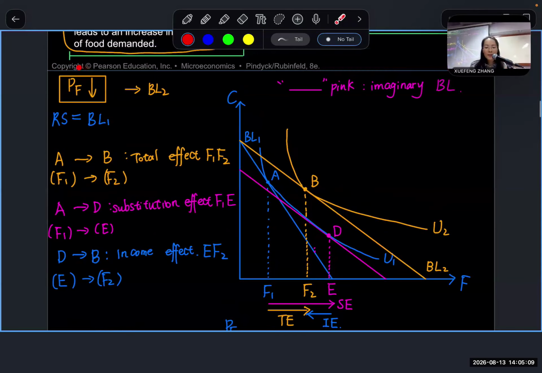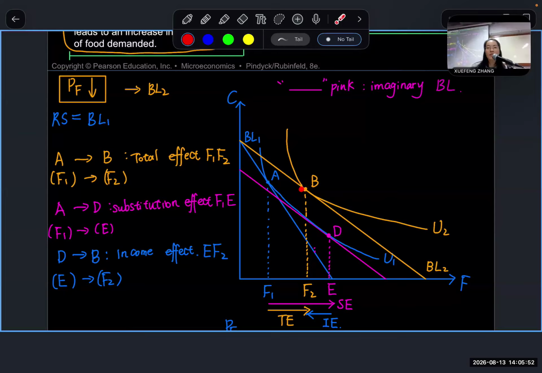Second one, because the price of X decreased, right? Same in the mock exam, I said the price of X decreases. If the price of X decreases, that means the consumer can buy more X. So the budget line rotates outwards. So we have budget line 2. At this budget line, we have a new utility, which is U2. Of course, we're going to have a new optimal, which is B. You need to remember A first, B later.